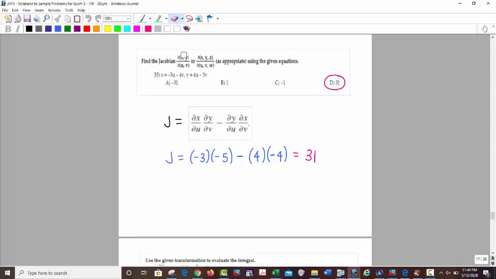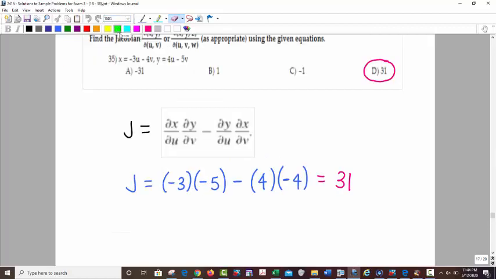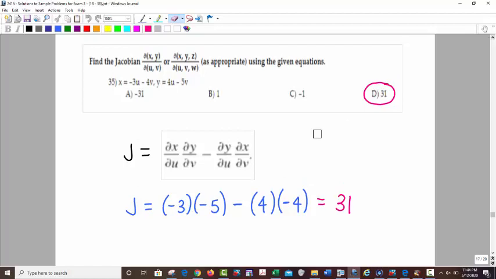Okay, let's take a look at this problem here. We're getting into Jacobians and transformations of integrals, and this problem is just asking for the calculation of the Jacobian, which is given right here in this formula. And you see you have x in terms of u and v, and you have y in terms of u and v. So this is real easy.